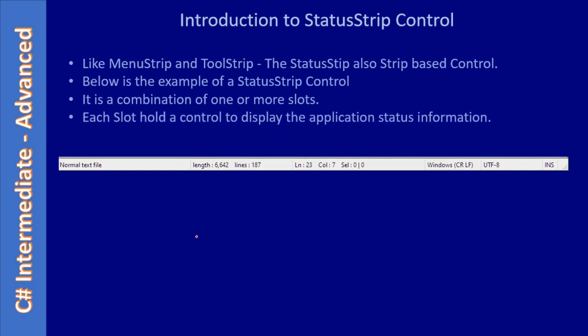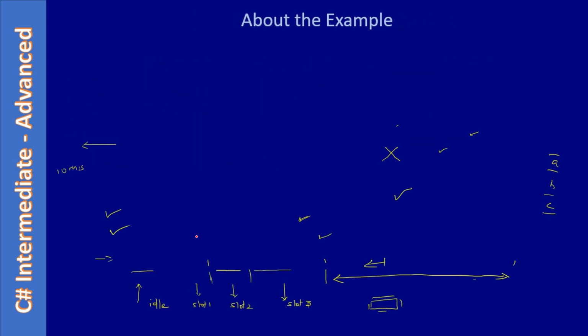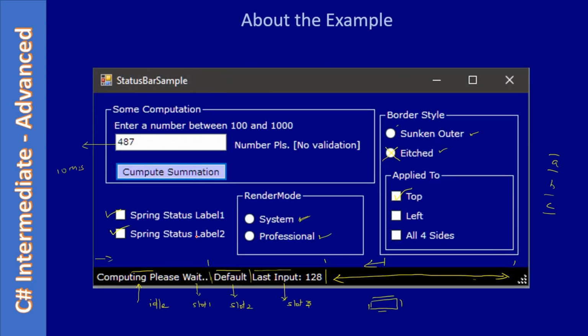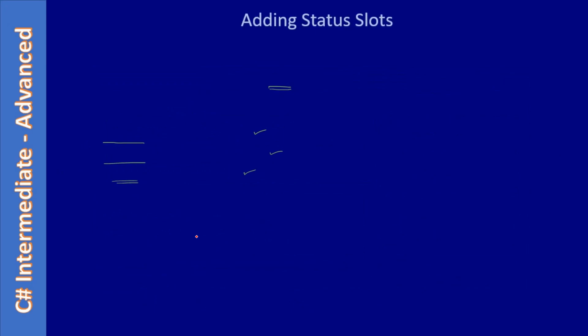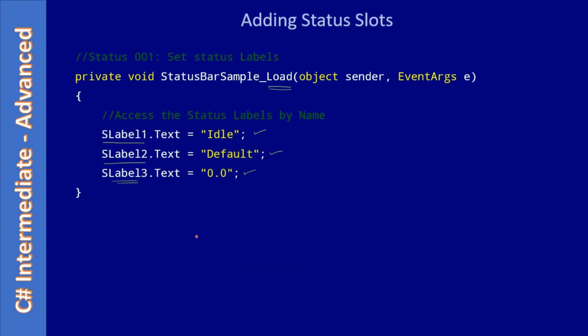So these are all the things we covered in the previous videos. For a quick review you can simply sit back and watch. After adding 3 slots we accessed the form load and we set some text to all 3 slots. So this is slot 1, slot 2, and this one is our status slot 3.